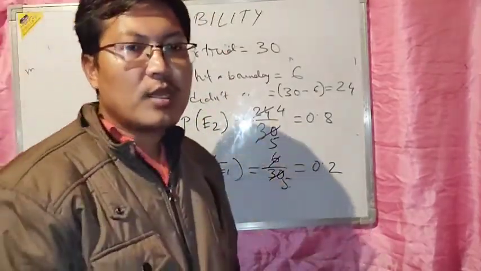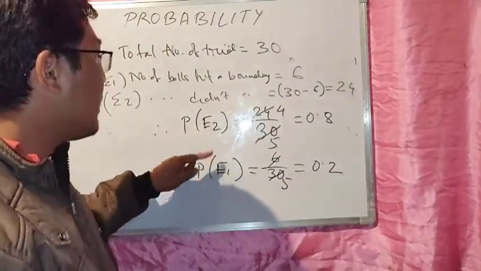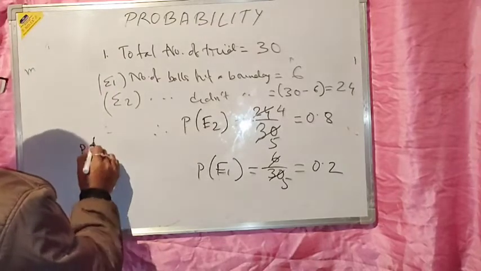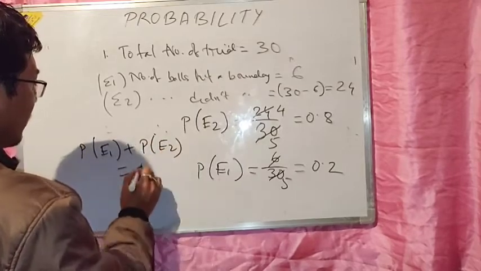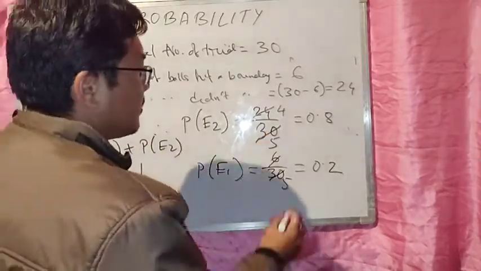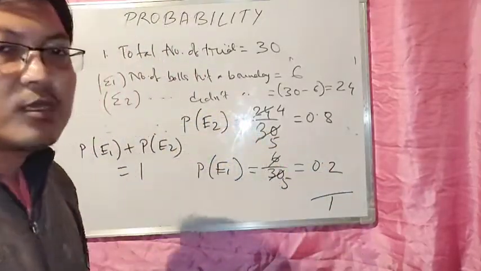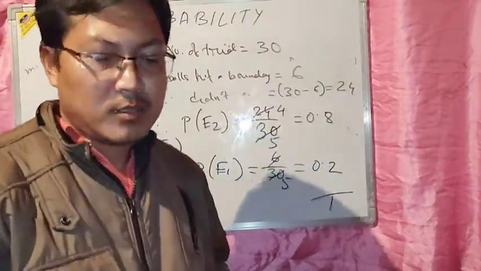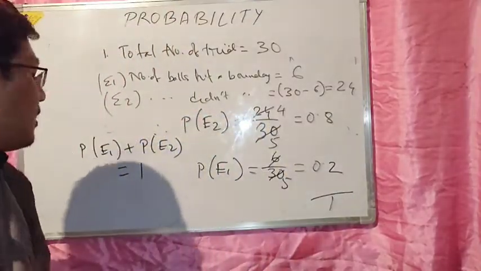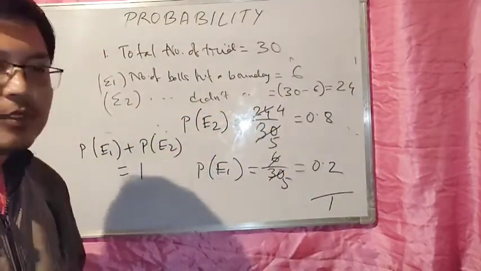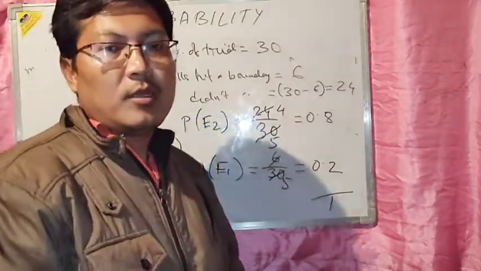One thing, students, you all have to remember: suppose I am finding P(E1) and P(E2), then P(E1) plus P(E2) will always be 1. That means here 0.8 plus 0.2, how much? 1. The answer will be 1. If you want, you can verify P(E1) plus P(E2). Understood? Now let's go to the next question.